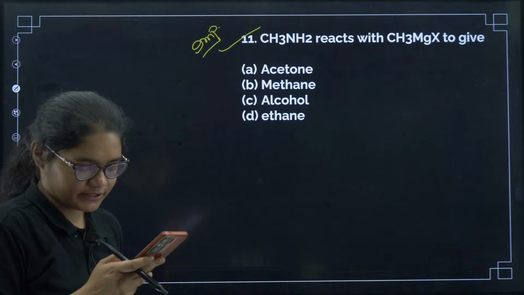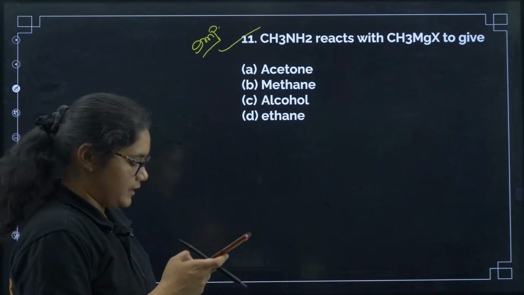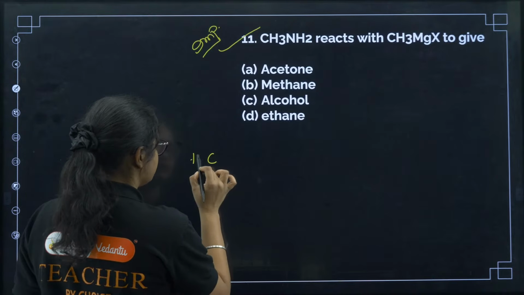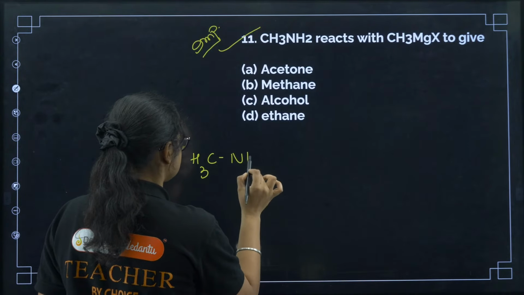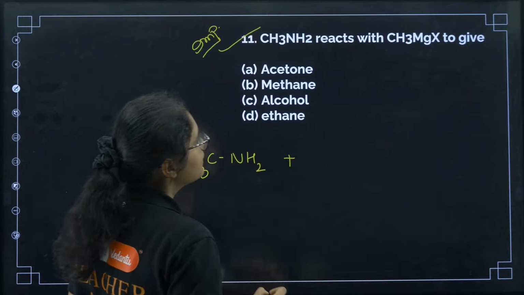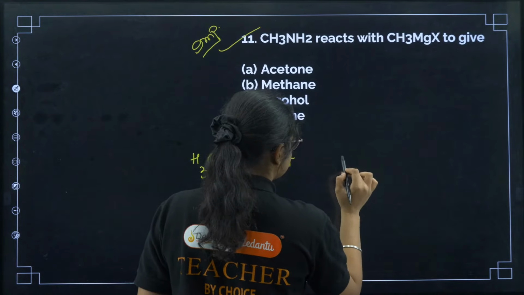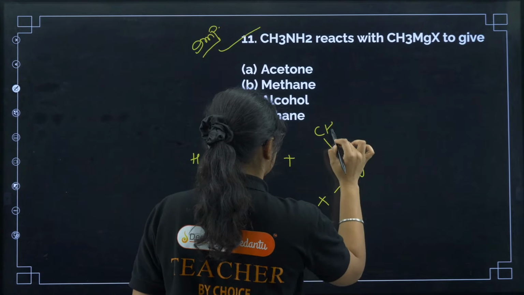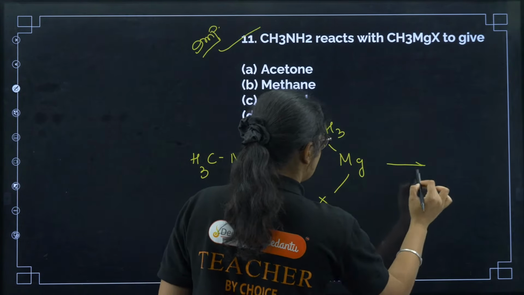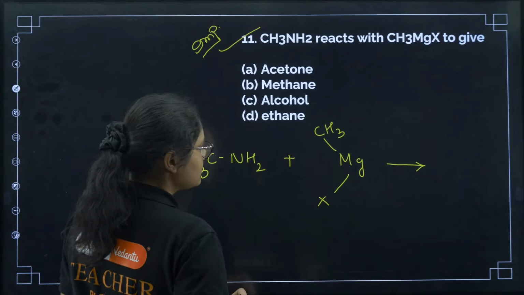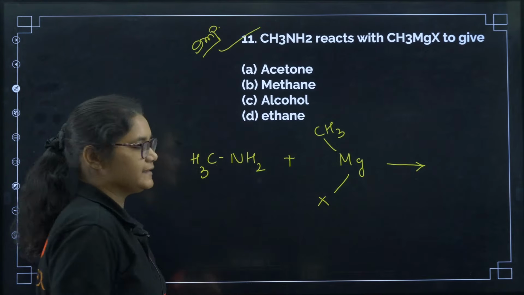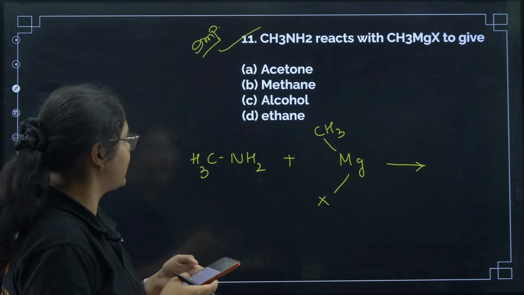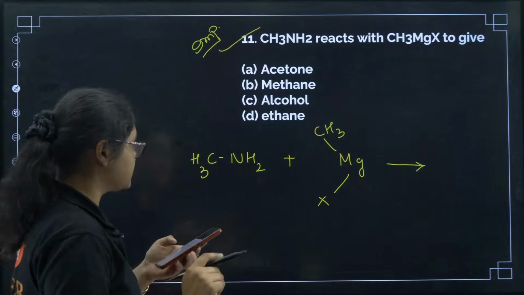Now please answer this question number 11. Acetone, CH3NH2, reacts with CH3MgX. Just imagine like this. So what will happen? Yes, anyone can guess the answer here. Let me see if anyone has given correct answer yet. No, nobody has given correct answer.